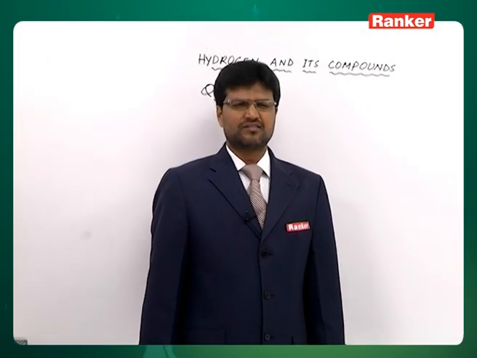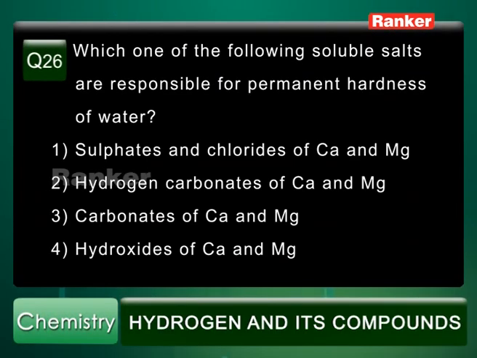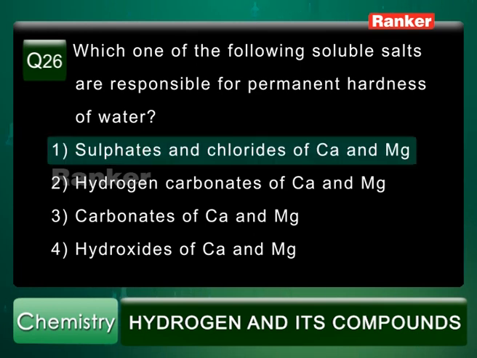Question number 26. Which one of the following soluble salts are responsible for permanent hardness of water? First option, sulfates and chlorides of calcium and magnesium. Second option, hydrogen carbonates of calcium and magnesium. Third option, carbonates of calcium and magnesium. Fourth option is hydroxides of calcium and magnesium. The correct answer is first option, sulfates and chlorides of calcium and magnesium.